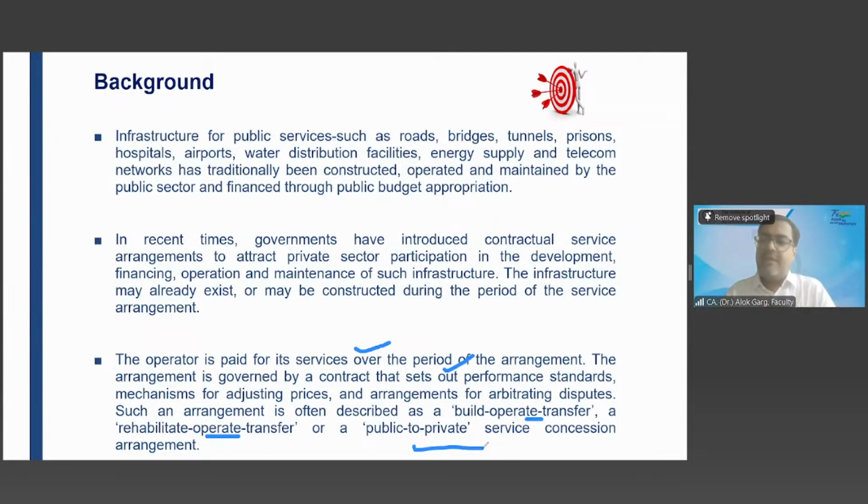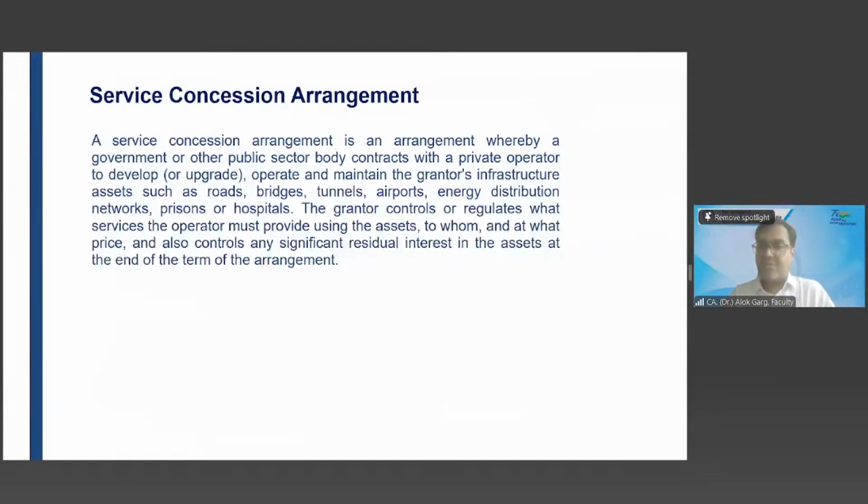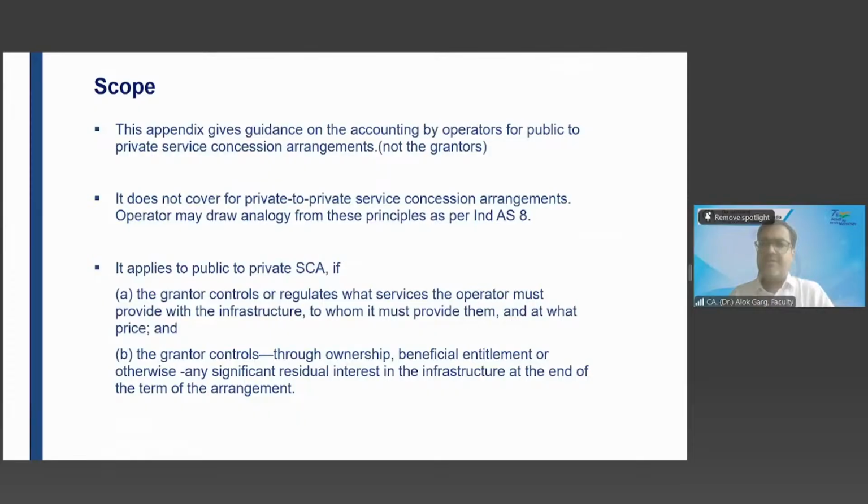For example, if the private entity is constructing and maintaining the highway, the private entity cannot fix the toll as per its own whims and fancies. The government will tell him you can collect the toll only 50 rupees, 80 rupees, 100 rupees. It's not that you can collect a toll of 1000 rupees. Okay. So government also sets the performance standard. Government also sets the prices. Okay. So these kinds of contracts are known as service concession arrangements. Right.